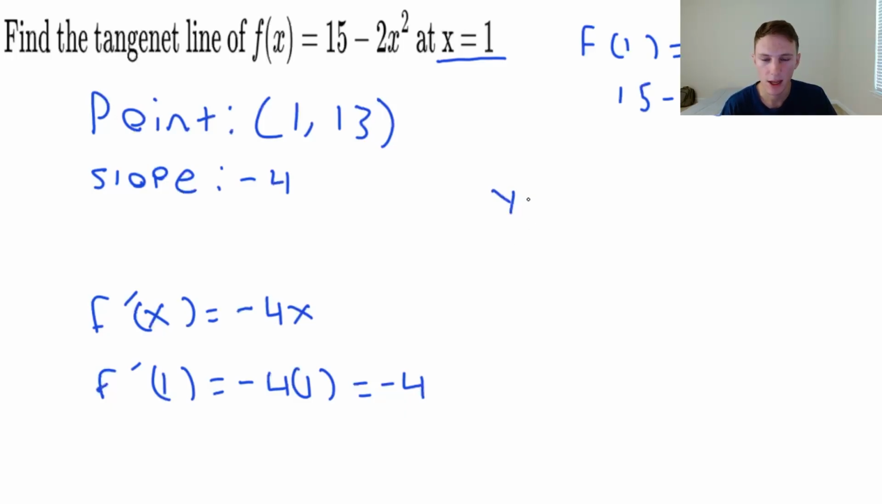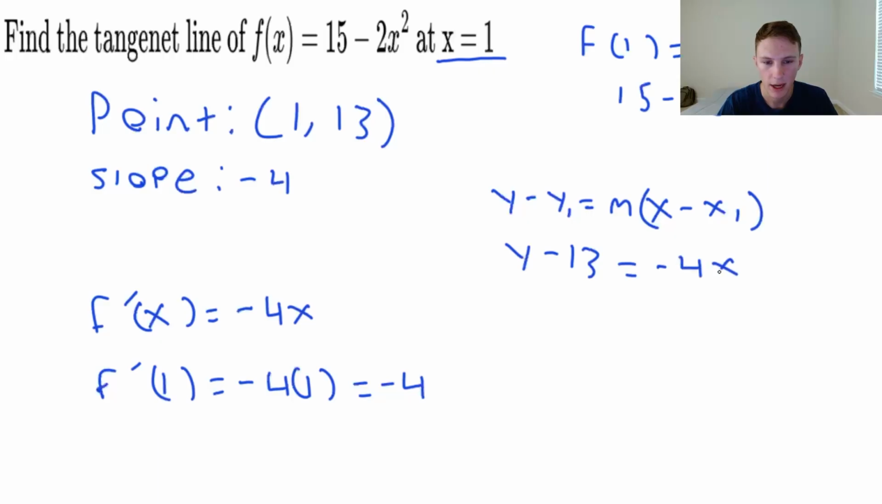The formula for that is y minus y1 equals m times x minus x1. y1 and x1 come from these values, and m is just the slope. So we'll do y minus 13 equals negative 4 times x minus 1. And you can leave your answer like that. That's perfectly fine. In fact, if you're taking AP Calculus and your test allows you to leave it like that, I would.